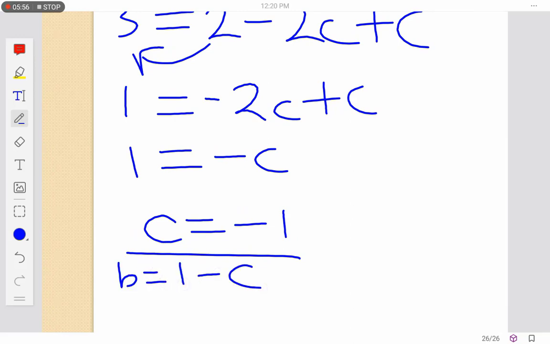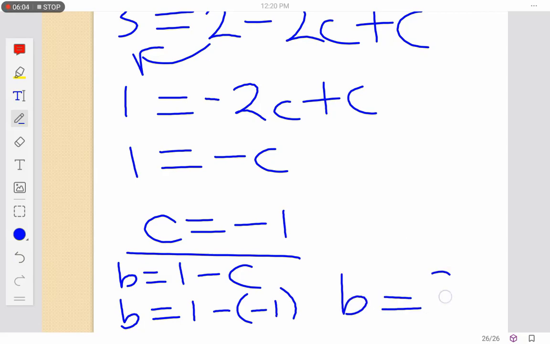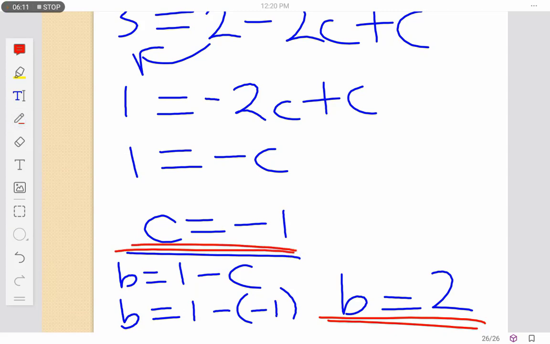We can now substitute b is equal to 1 minus minus 1. So our b value is equal to 2. So we have solved these, the answers that we were supposed to find. Our b is 2 and our c is minus 1. So that's how you solve such a question.